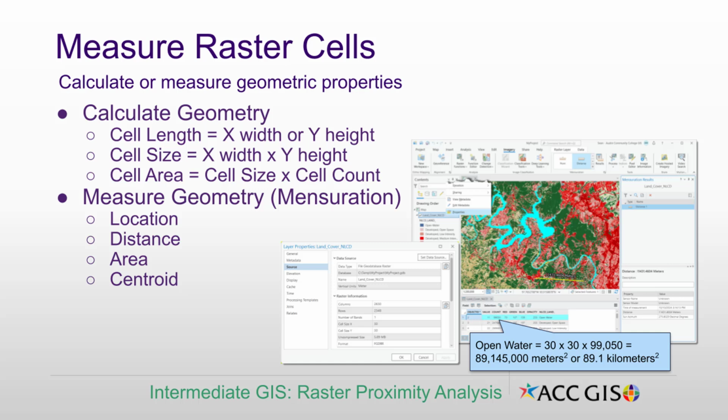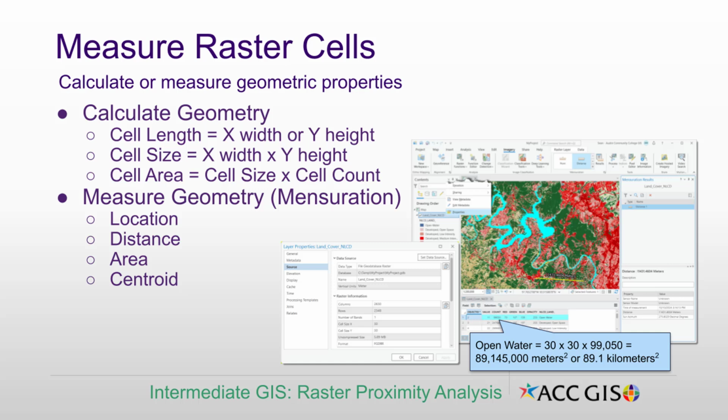Let's start with measuring raster cells, where we calculate or measure geometric properties. Now, calculating geometry on a raster data set is actually really straightforward. It's all based on the cell. The cell length is defined as the X width or the Y height. And for example, it could be 30 meters. The cell size is the X width times the Y height. So building on the previous example, 30 meters times 30 meters is 900 square meters. So in a 30-meter raster data set, each cell is 900 square meters or 30 by 30.